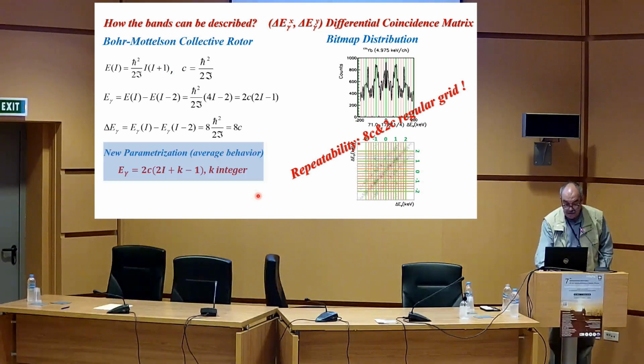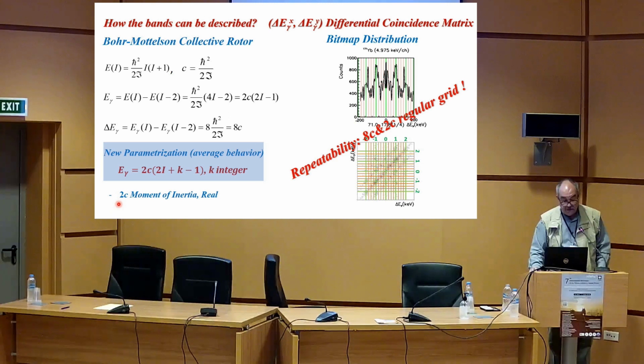With that, how to keep track of this new evidence is by adding a k integer number into the original distribution of energies. That's going to propagate the new regularity into the energies. So now we see that we have the 2C moment of inertia. It's a real number parameter. And we have now the angular momentum expression, which is an integer number quantity.